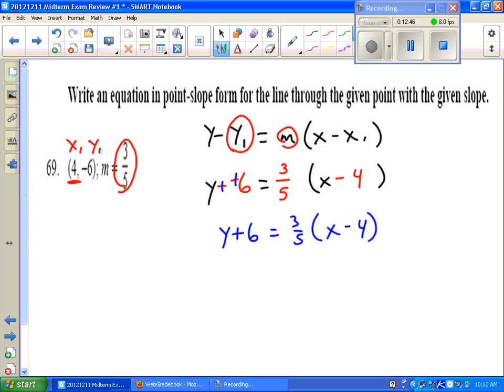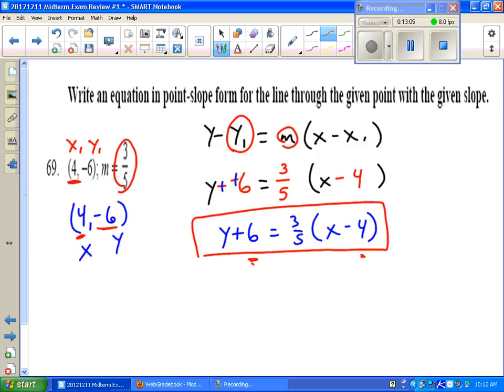Or think of it backwards. If you look at just the point itself, 4, negative 6 as it's written, think of this as your x sub 1 and your y sub 1, and notice that they're backwards in the equation. This one says negative 6, and it's positive 6. This one says positive 4, and it's minus 4. This is your point slope form: y plus 6 equals 3/5 times x minus 4.